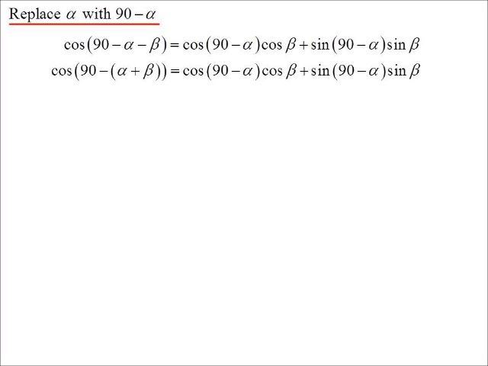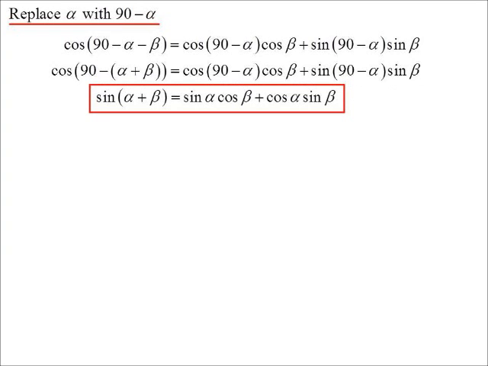And the complementary ratio to cosine is, of course, sine, and the complementary to sine is cosine. So my 90 minus alphas can all change. And on the right-hand side, now I have that sine of alpha plus beta is sine alpha cos beta plus cos alpha sine beta.